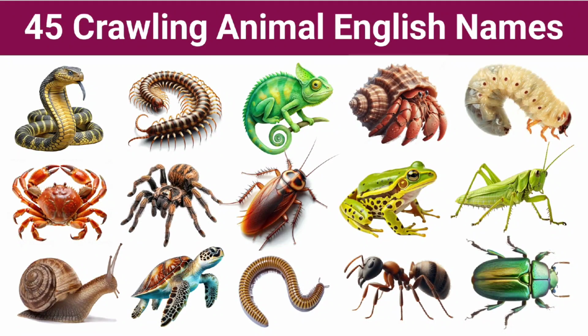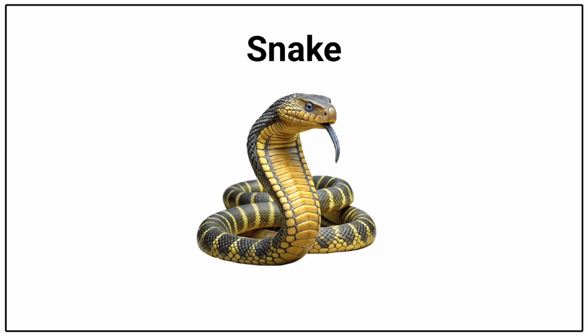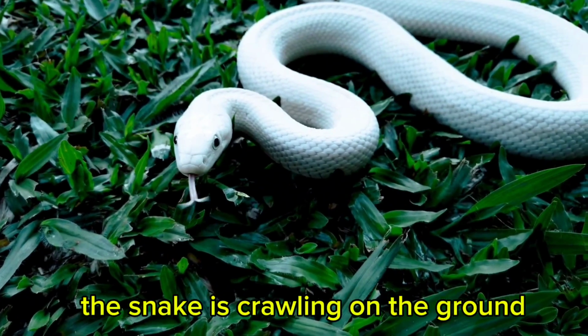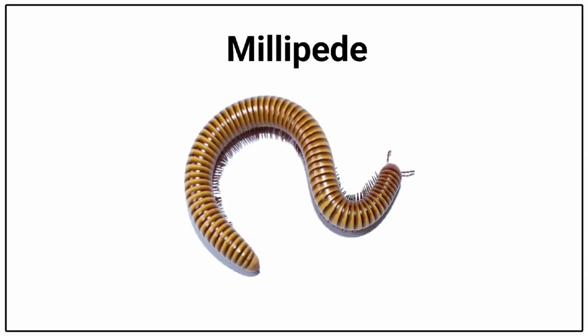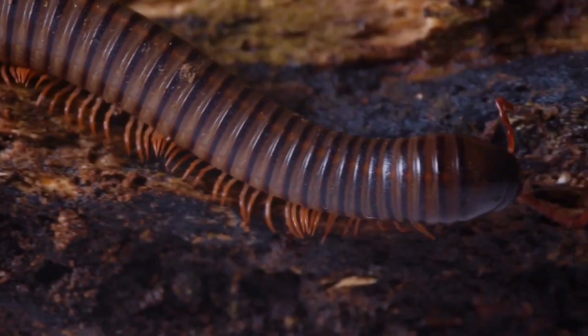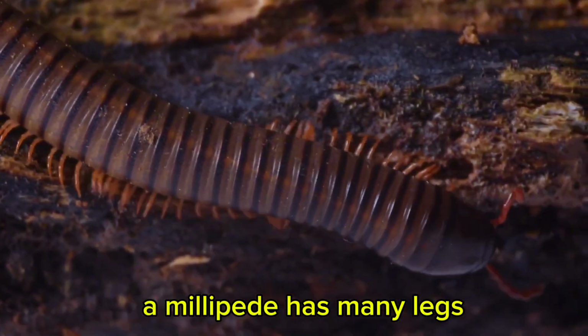In this video we will learn 45 crawling animal English names. Snake. The snake is crawling on the ground. Millipede. A millipede has many legs.